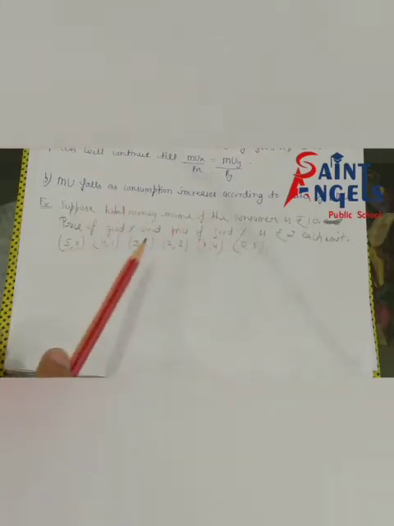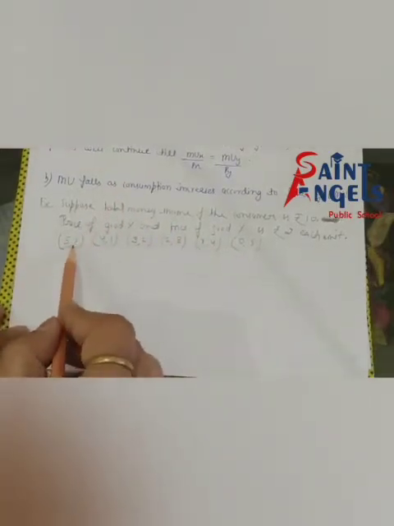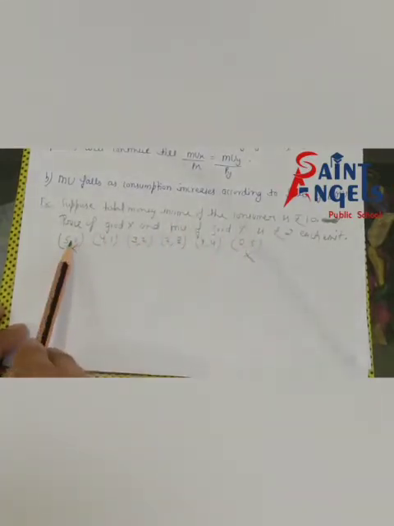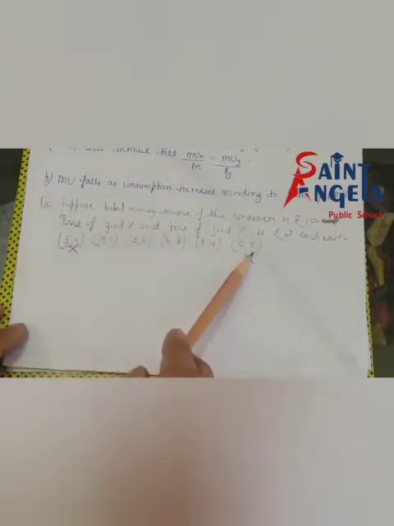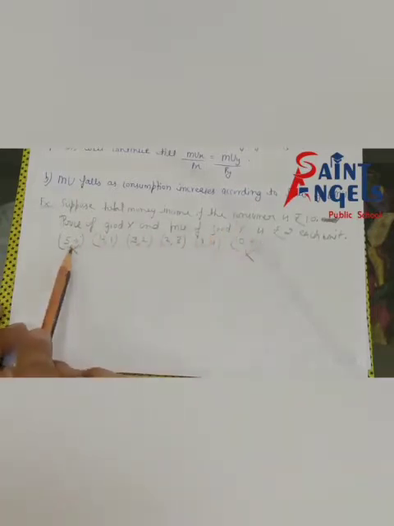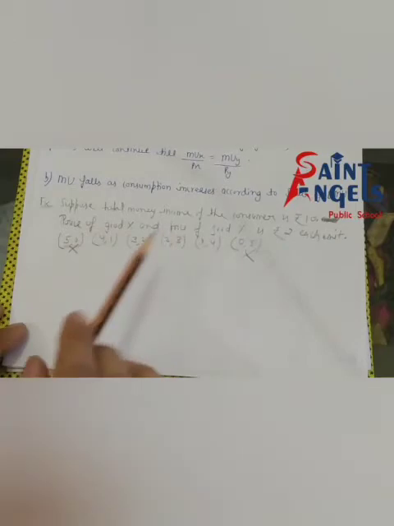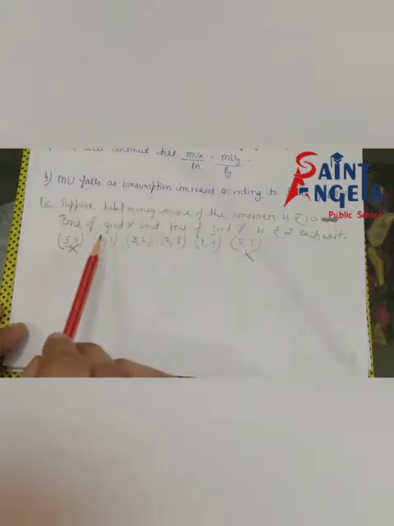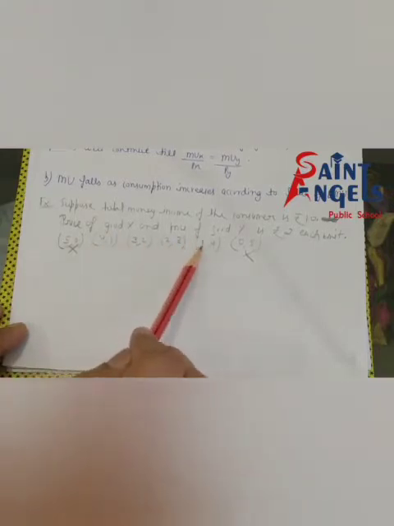I hope all of you have understood. After this, ignore the first and the last combinations, because they show units of only one good. So there are four combinations left: first, second, third and fourth.